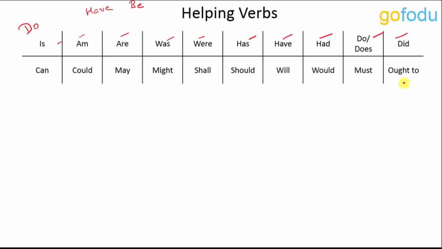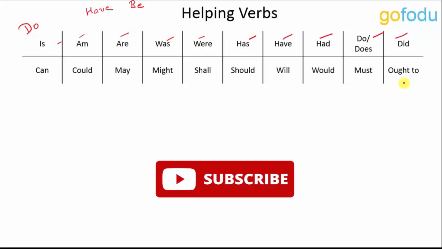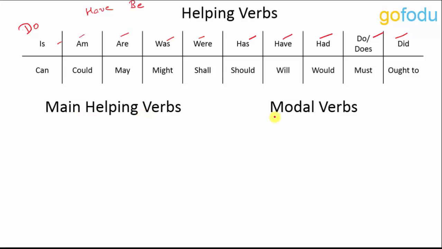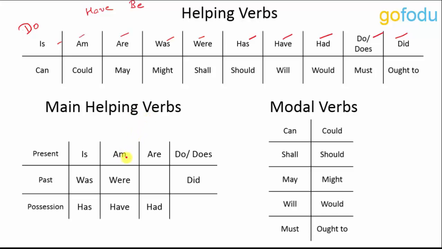What exactly do they specify in a sentence, or what do they point to? We'll discuss them. First, helping verbs are categorized under two things. One is the main helping verb. Second are the modals. The ones mentioned above, is, am, are, was, were, has, have, had, do, does, did, they are main helping verbs. And the rest, can, could, may, might, shall, should, will, would, must, ought to, they are modal verbs. Now, main helping verbs are further categorized in three types.